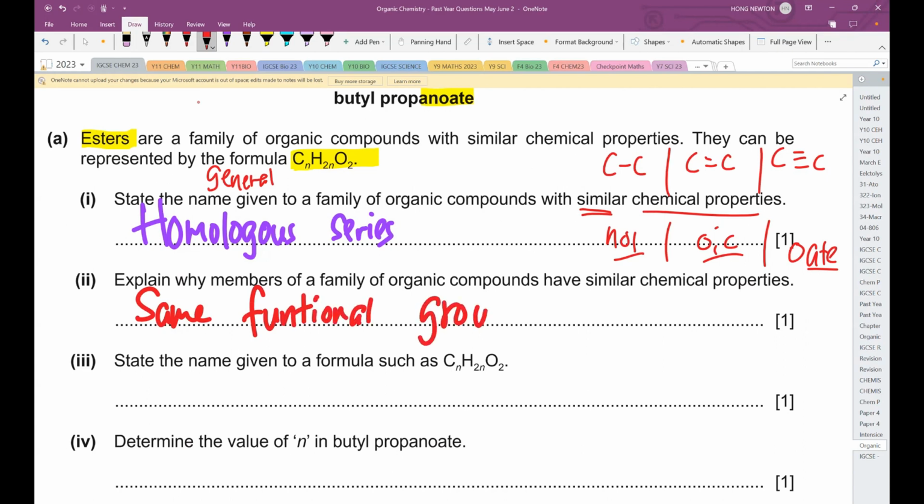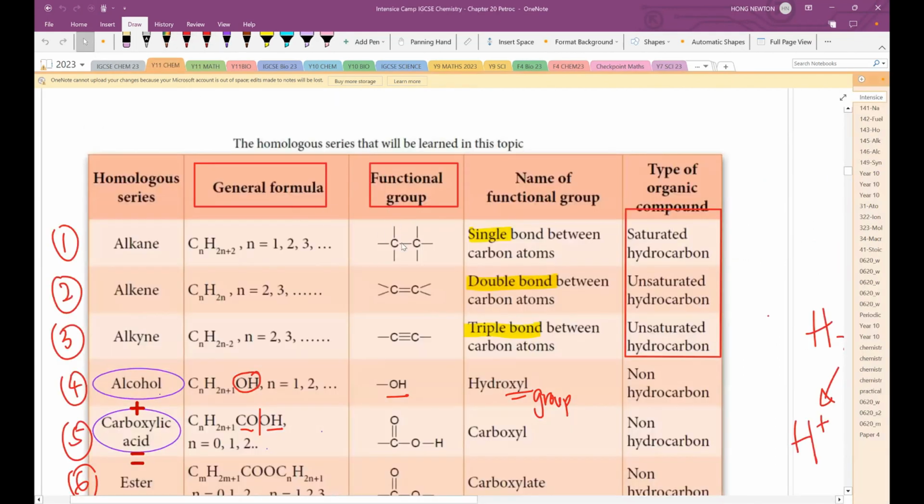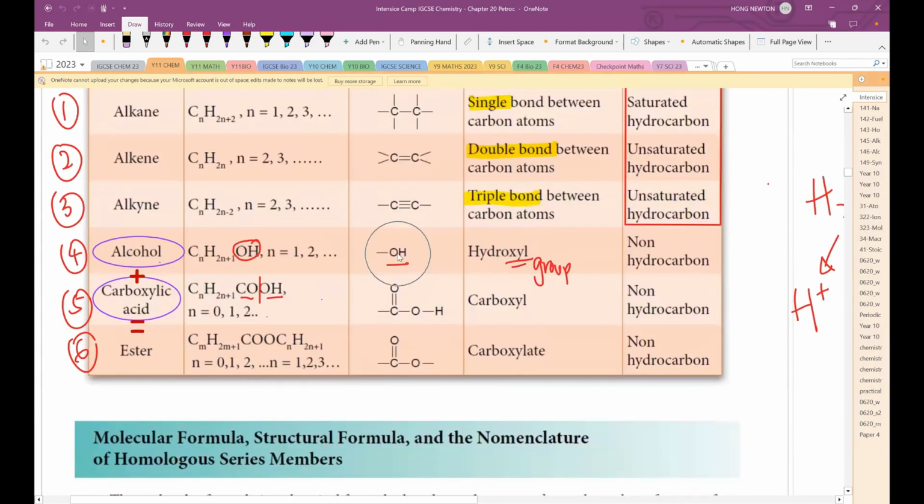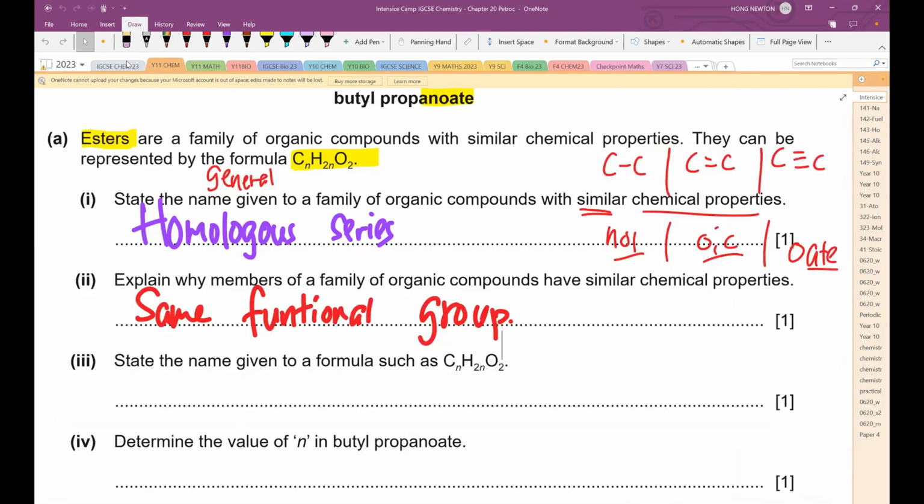Do you still remember what is meant by functional group? Functional group is this one: the single bond, the double bond, the triple bond, the OH, the COOH. Ester is without the hydrogen. The carboxylic acid will have the carbon-oxygen double bond with OH following. This is also called the functional group.